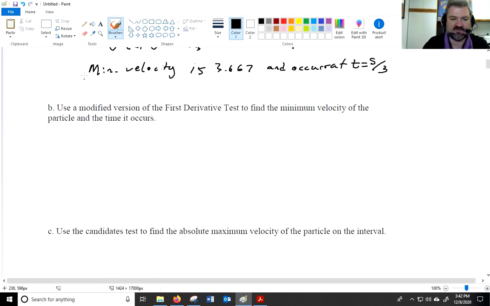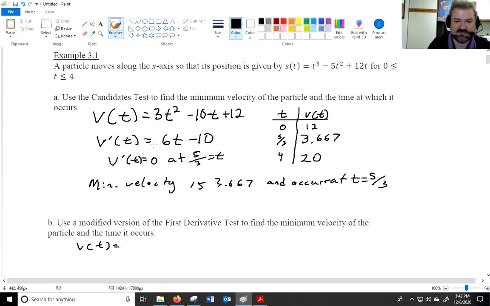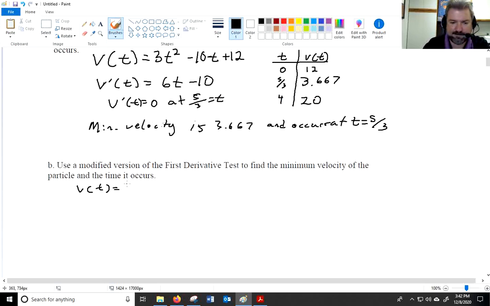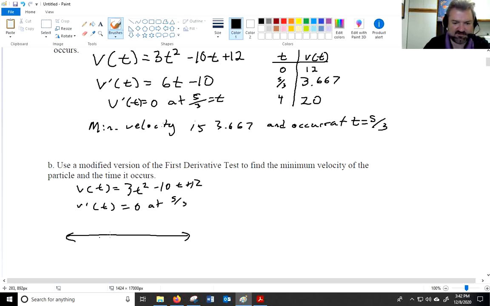So let's go ahead and see how that would work. Well, we already did the first part. Remember, we got that velocity was 3t squared minus 10t plus 12. And we got v prime of t to equal 0 at 5/3. So if we put that on a number line, now remember the AP graders do not grade your number line, okay? Well, there's 0, and then here's 4. But what they grade are your sentences, and the number lines kind of help you form those sentences. So here's 5/3 right here.